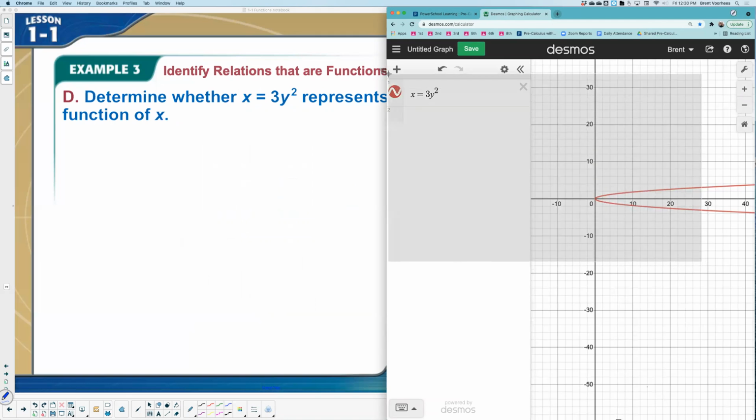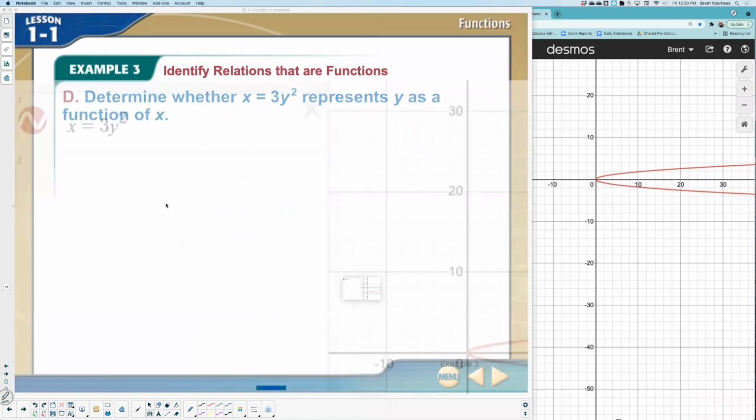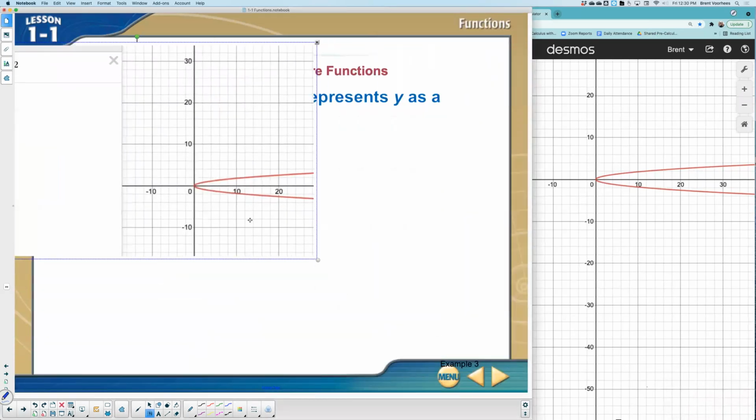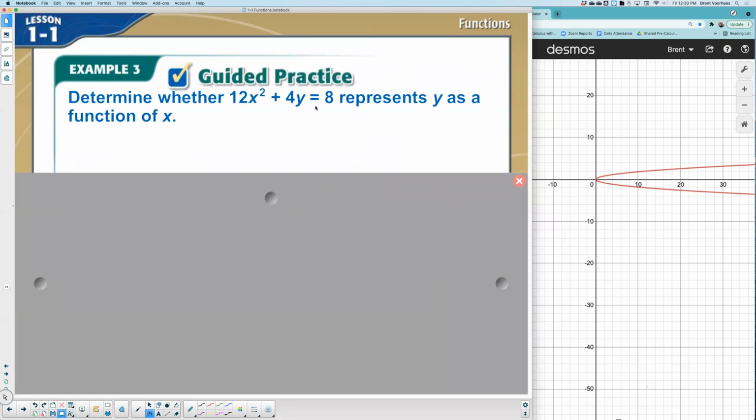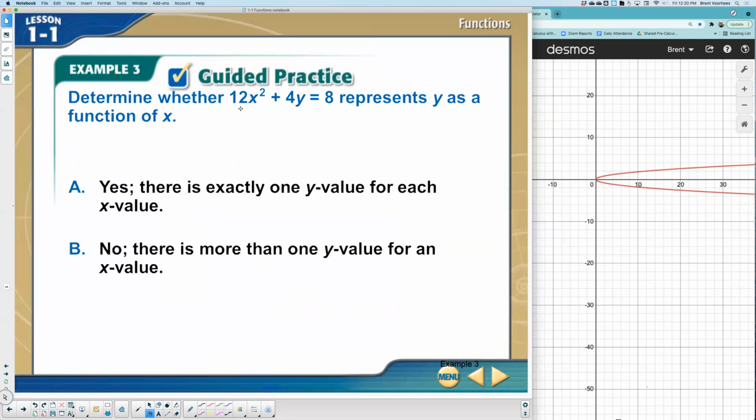So what would we call it instead? A relation. That's right. And so now we have our answers, and you're ready for your next DOL. So let me write this on there. Not a function. I think you're ready for DOL number 3. Again, if you want to know what are going to be my DOLs, it's the ones that say guided practice. So on the next slide, determine whether this equation 12x squared plus 4y equals 8 represents y as a function of x. I'll give you a little while to graph it and check out on your own.